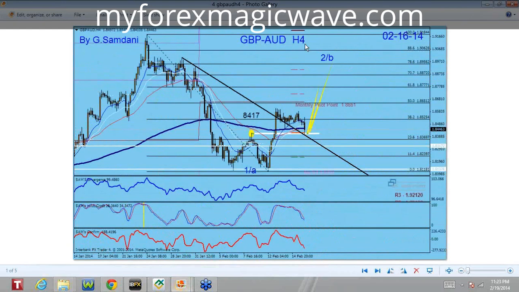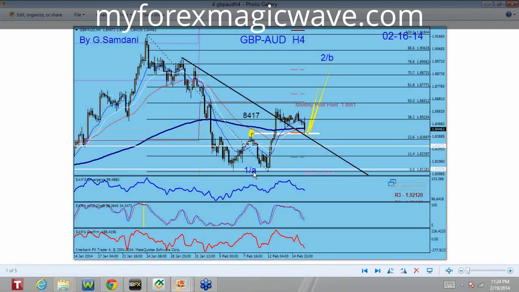Okay, this is the Aussie pound H4 chart I sent out on February 16. Somehow I forgot to mark the Elliott waves, but you can see it's like wave 1, 2, then all the way down is 3, and this is 4, and this is 5. Okay, so it's just the downside. You saw the Aussie upside; this is the downside, the opposite.